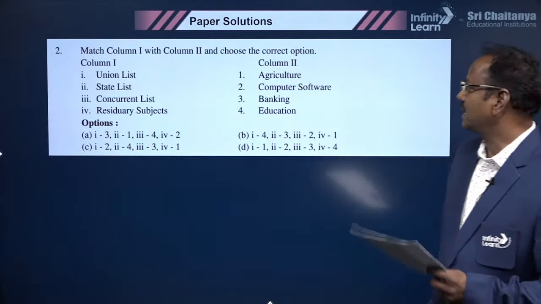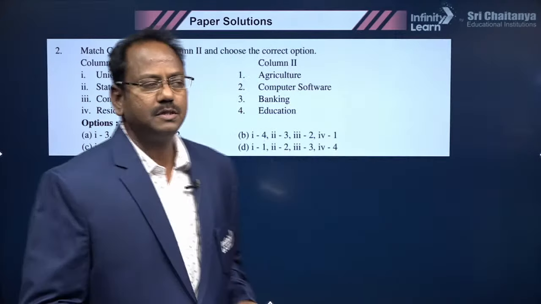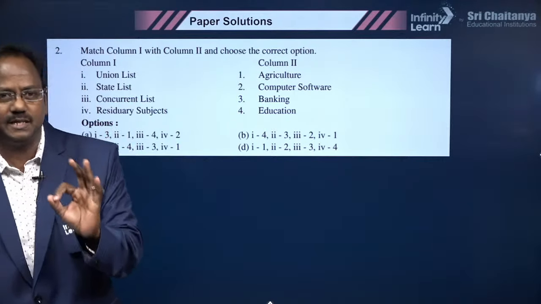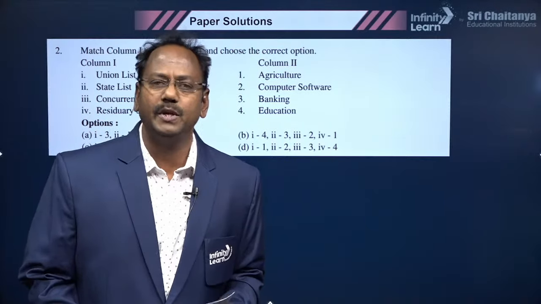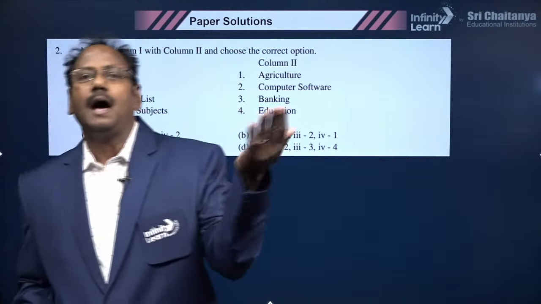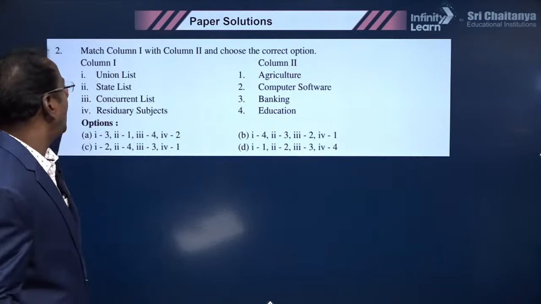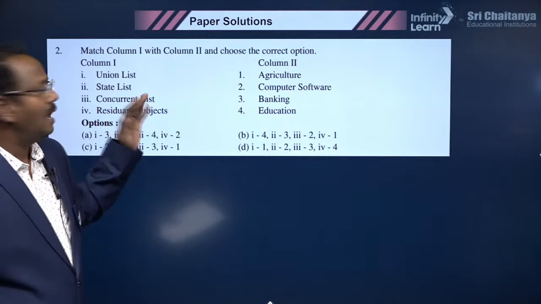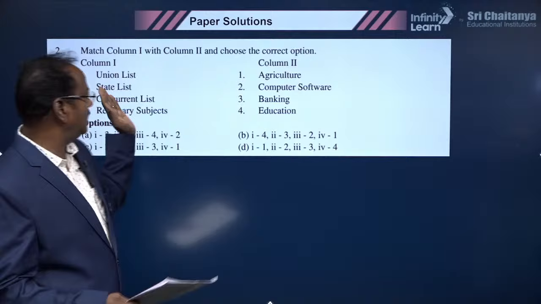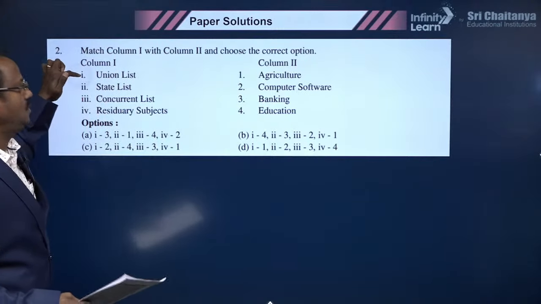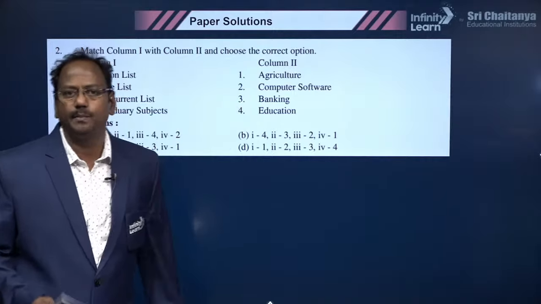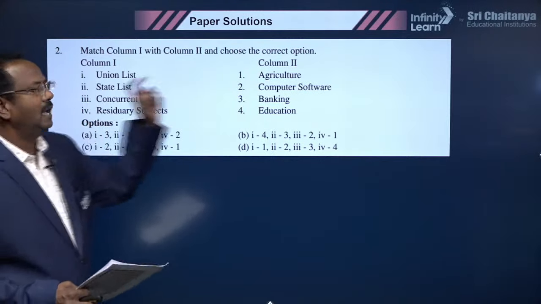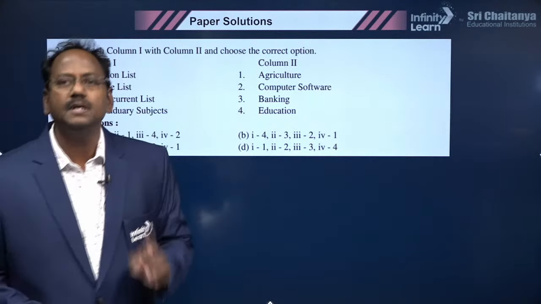The second question is match the following. Here you can see it clearly. It is based on three sets from the federalism lesson, in which power has been divided between central and state. We have the union list, state list, concurrent list, and finally some residuary subjects. Now we need to match this set with column 2. In the union list, banking is very important, so banking is connected with 3. In the state list, agriculture is one of the important items.